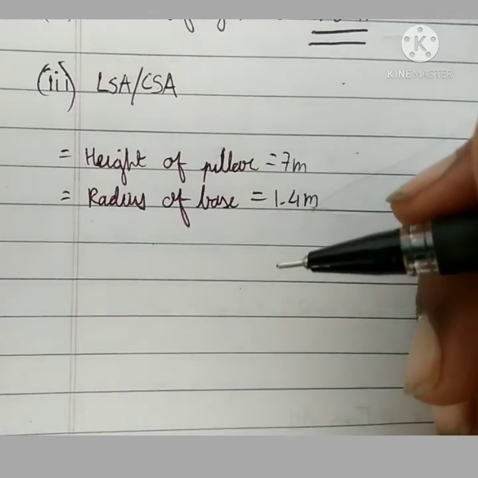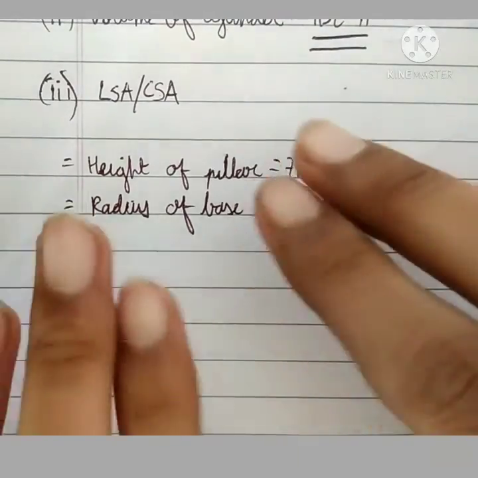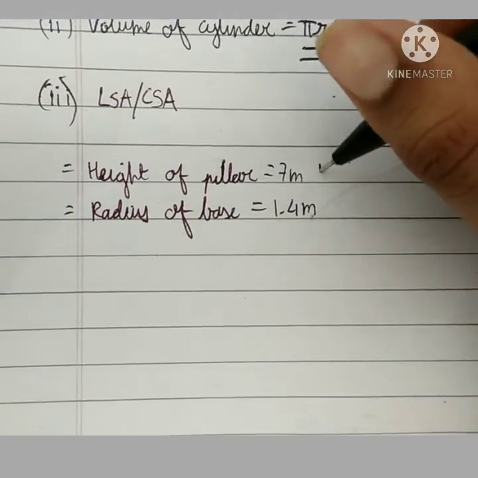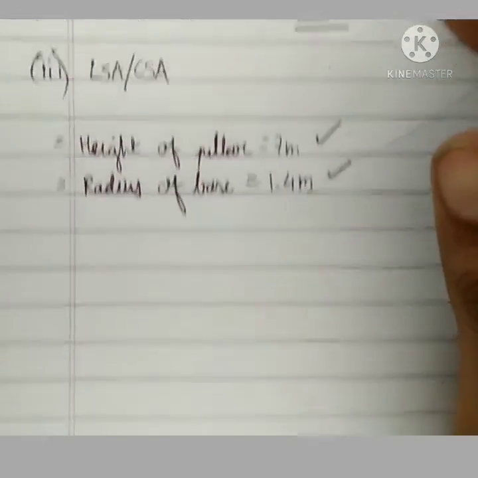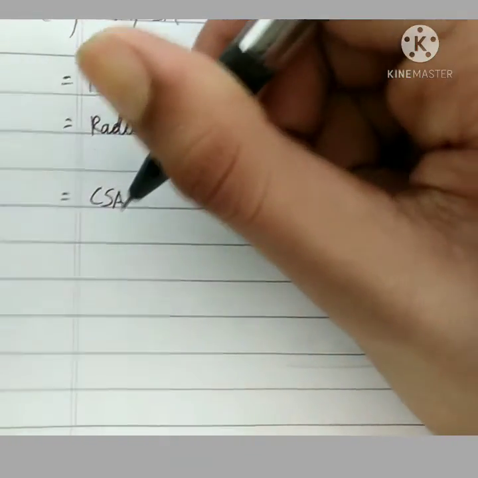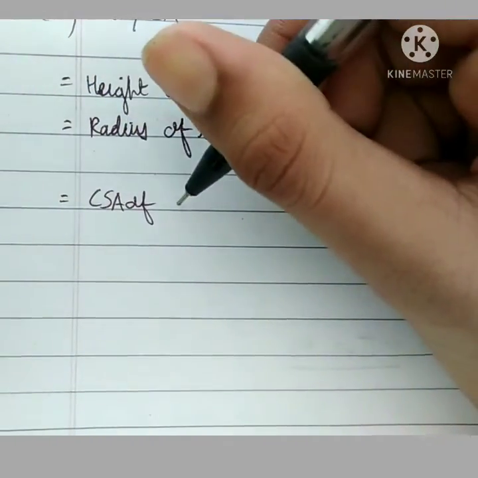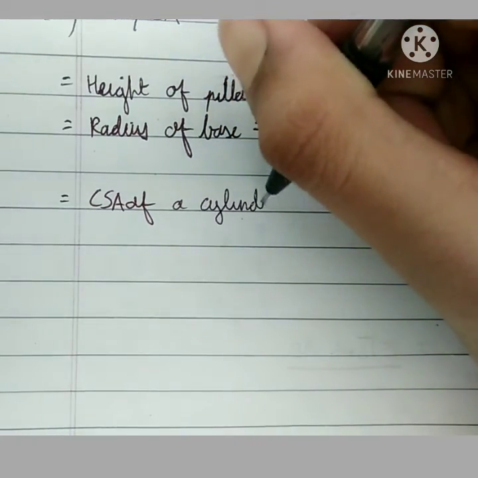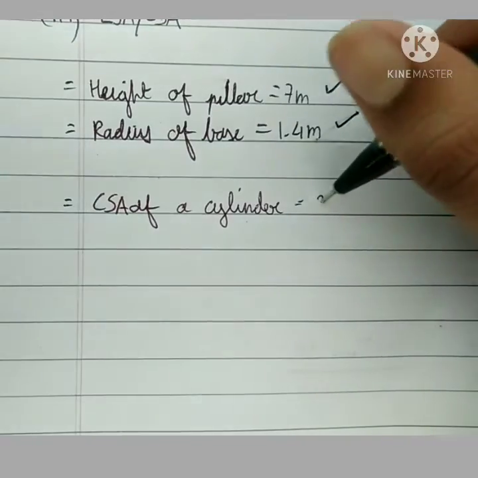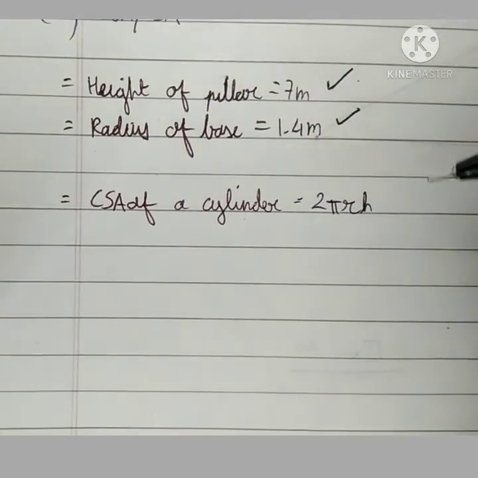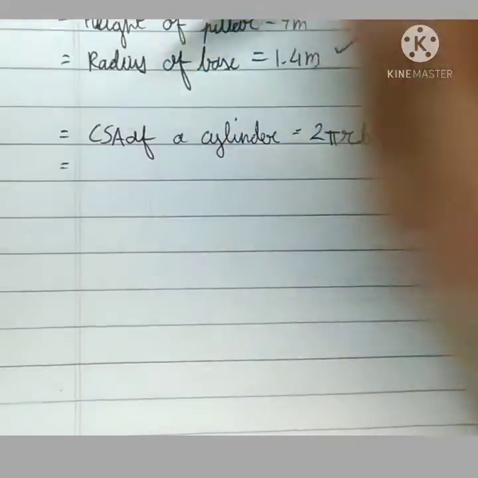But it is said that we have to find the LSA, CSA, whatever you say, of two such pillars which have height 7 meter and radius 1.4 meter. So I have to just put the formula, CSA or LSA, whatever you have to write. CSA of cylinder is equal to 2 pi r h. So it is right, I have written. Okay, but we have to find of 2.